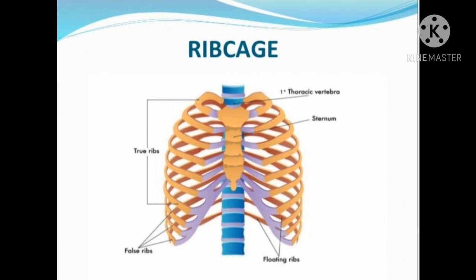Next type of bones are rib cage. Rib cage is made up of 12 pairs of bones, and these bones are called ribs. The ribs are thin, flat, curved bones that form a protective cage around the organs in the upper part of the body. This cage like structure is called rib cage.